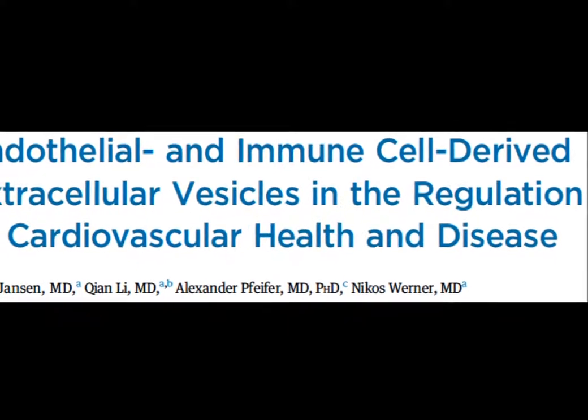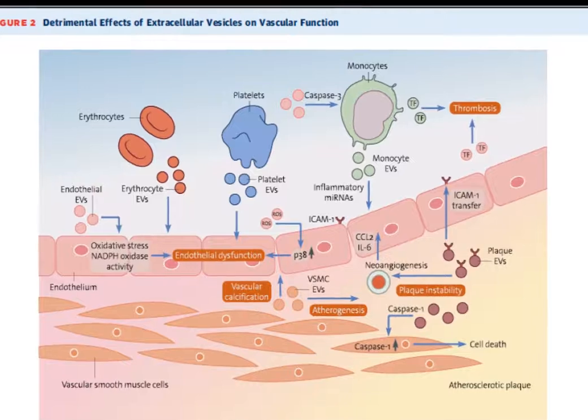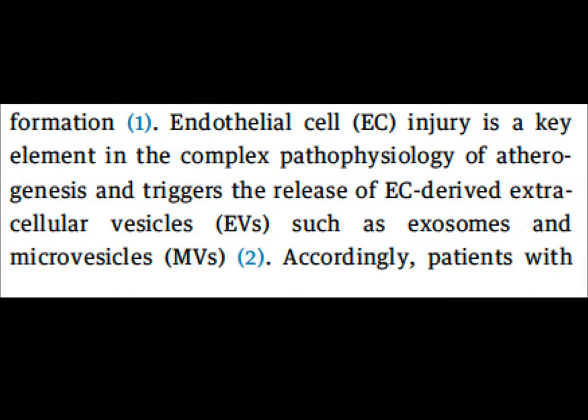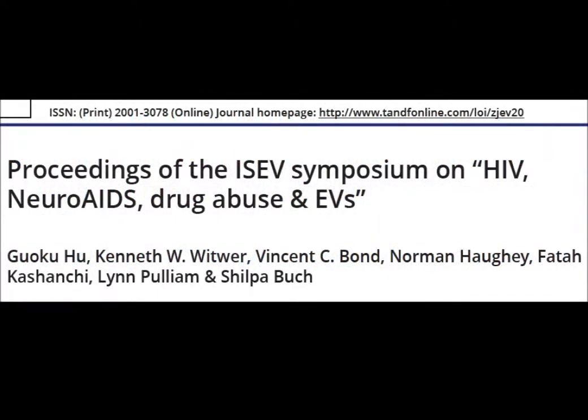For example, EVs have a major impact in cardiac disease, where it is well known that endothelial cells, which line the blood vessels, when injured, are a key element in the complex pathophysiology of atherosclerosis and trigger the release of endothelial cell-derived EVs. There are numerous other examples of the impact of EVs.